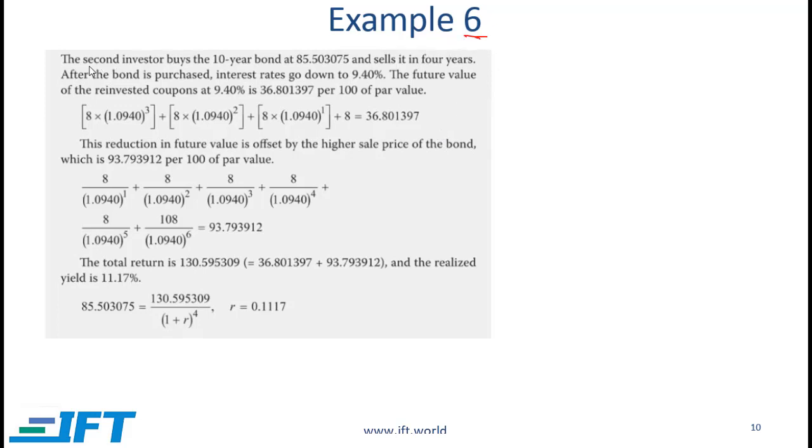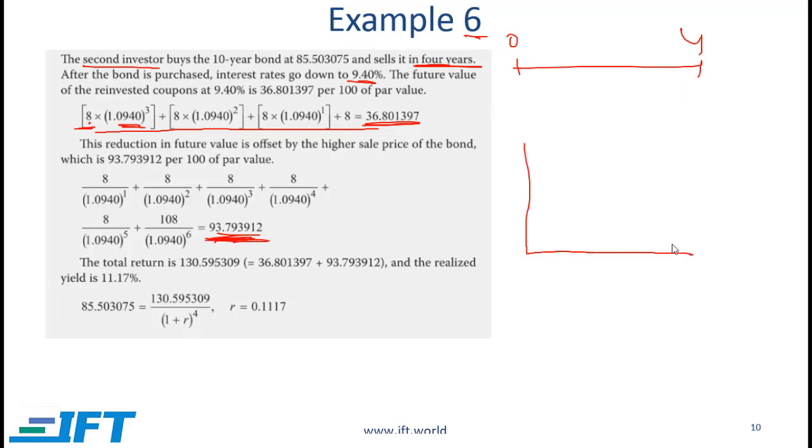Example 6 involves the second investor. Remember, his horizon was 4 years, so 0 to 4. This is the reinvestment income, which is 36.8. The coupon payments are being reinvested at a lower rate. 93.79 is how much this investor will sell the bond for at the end of 4 years. And here the investor will be selling at a gain.